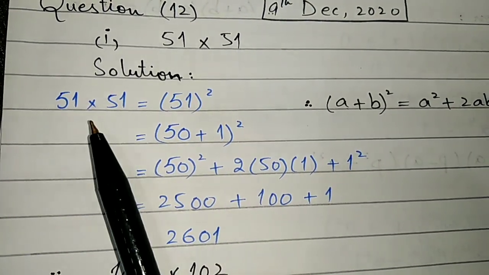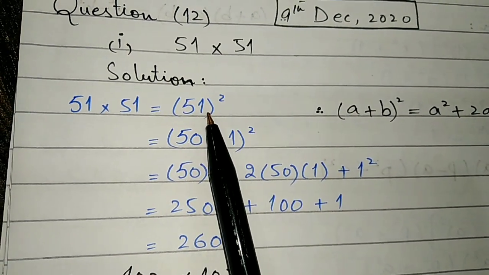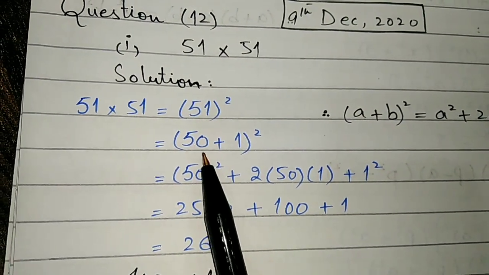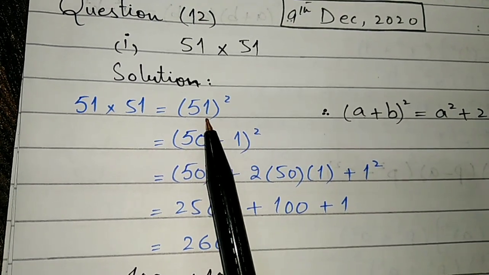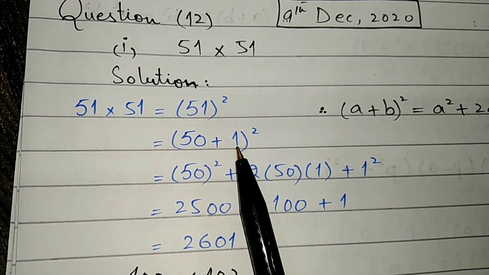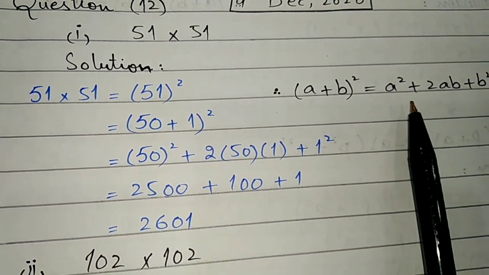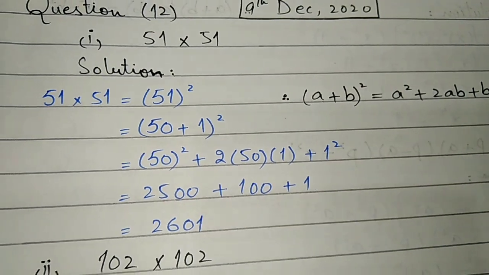51 times 51 can be written as 51 square. Now 51 is nearest to 50 plus 1, so 50 plus 1 will give us 51. Now 50 is A and consider 1 as B. So A plus B whole square is equal to A square plus 2AB plus B square.